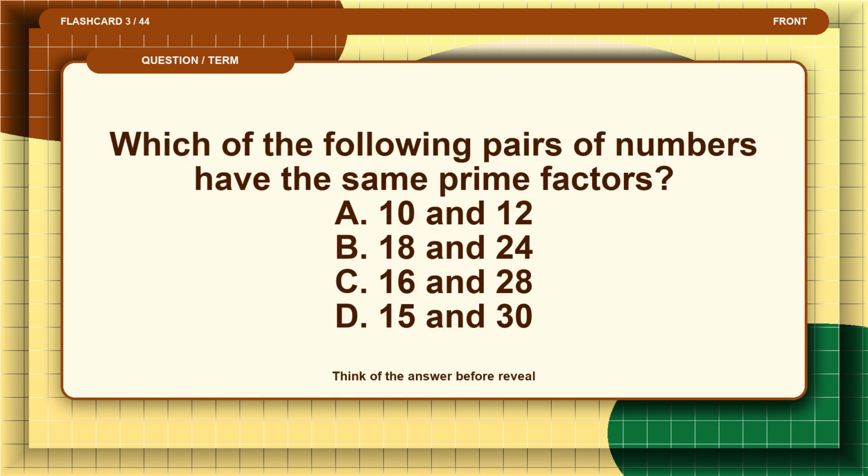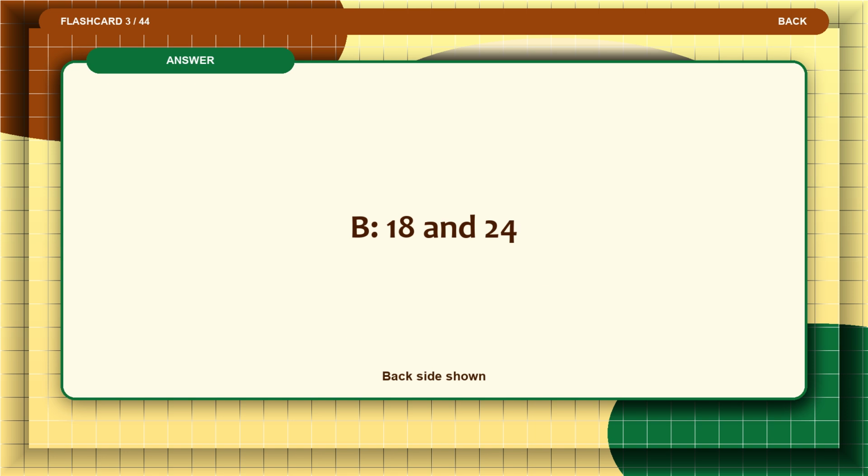Flashcard 3. Which of the following pairs of numbers have the same prime factors? A. 10 and 12, B. 18 and 24, C. 16 and 28, D. 15 and 30. Think of the answer before the reveal. The answer is B. 18 and 24.